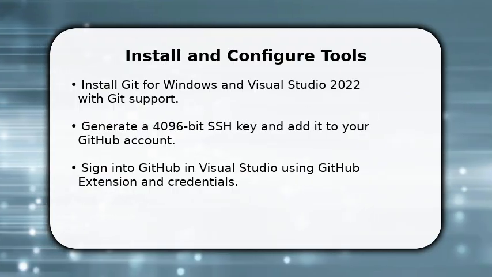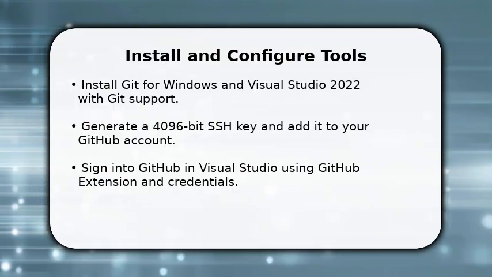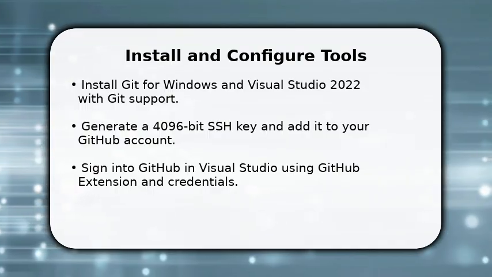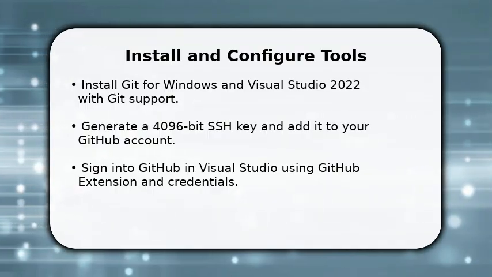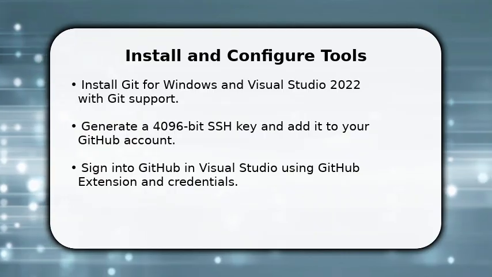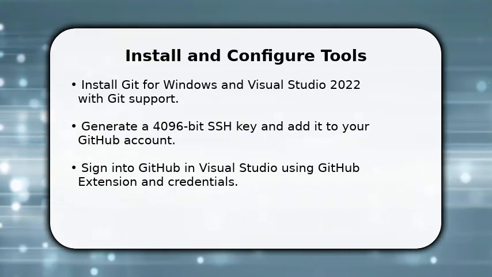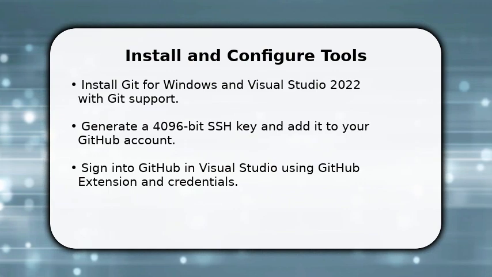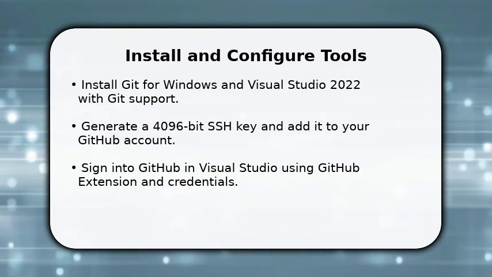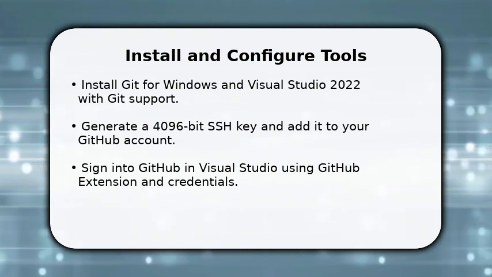Generate a 4096-bit SSH key pair for secure authentication with GitHub and save it to your user SSH folder. Add the public key to your GitHub account under SSH and GPG keys. Finally, sign into GitHub in Visual Studio using your account credentials.